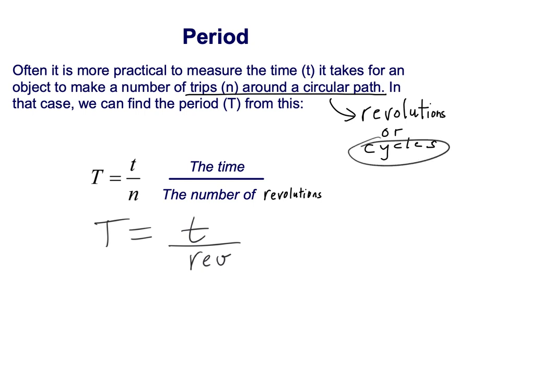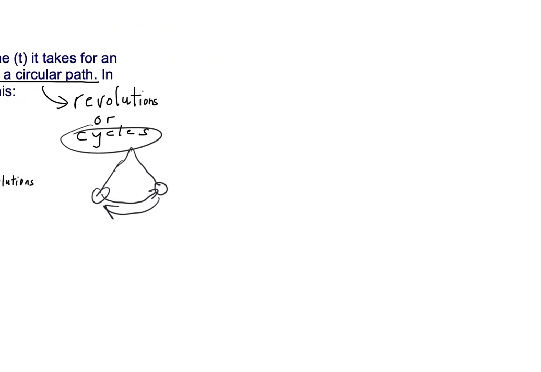Now, when we get to another chapter, vibrational motion, we'll be talking about cycles instead of revolutions, like one back and forth. Here's a pendulum, like a kid on a swing. One back and forth motion would be called a cycle. It's not moving in a circle. It's not doing a revolution. It's doing a cycle back and forth. But we'll save that for later. So let's do a problem with that.